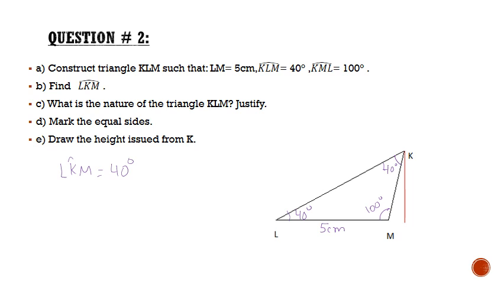Okay, so now what's the nature of the triangle KLM? Yes, Kamal? Isosceles triangle. Very good. So it's isosceles. Why? Since KLM equals LKM equals 40. Very good. So I have two equal angles. Now, can I mark the equal sides? Yes. What are they? Celia, can you tell me what are they? KM and LM. Very good. So KM is equal to LM.